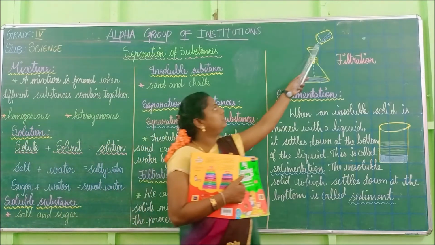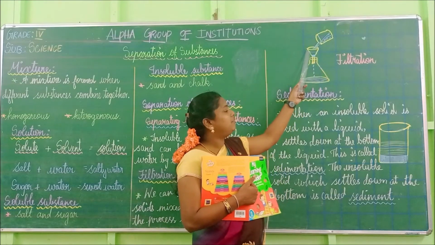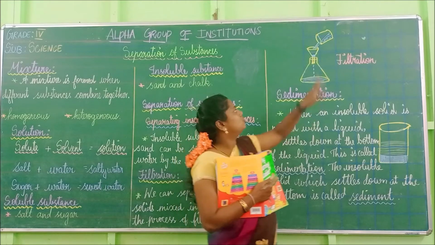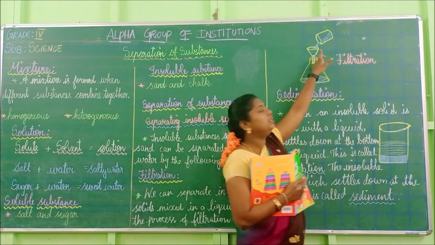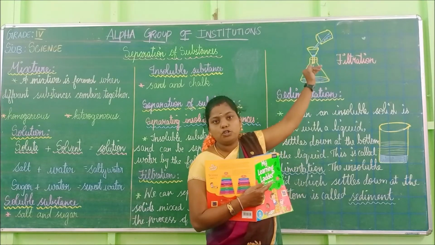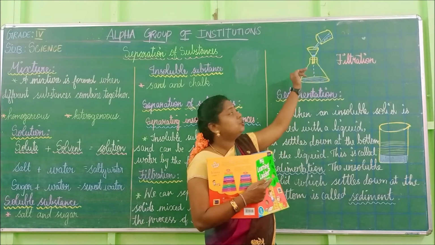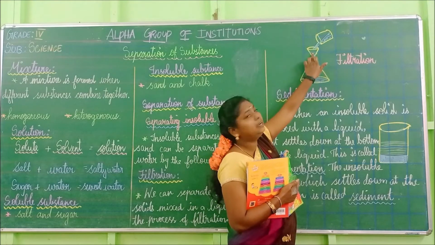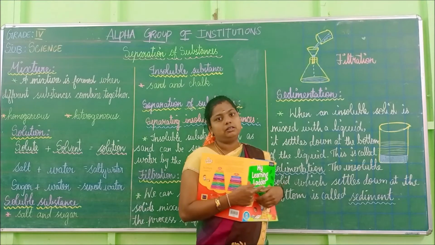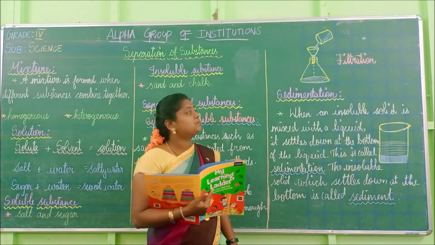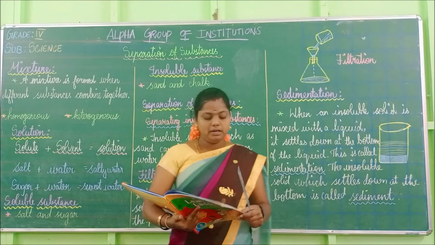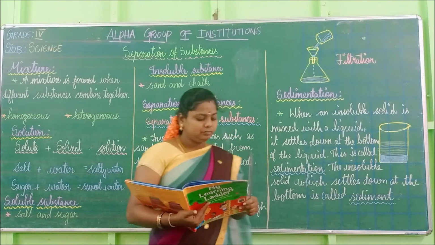So I will have the mixture and a funnel, and I will use a filter paper inside here. I will place a filter paper here and then pour the solution. What happens here? The filter paper will not allow the sand to pass. It will stay here itself and the remaining pure water will come down through the funnel to the container. So this process is called filtration. Is it clear, children?